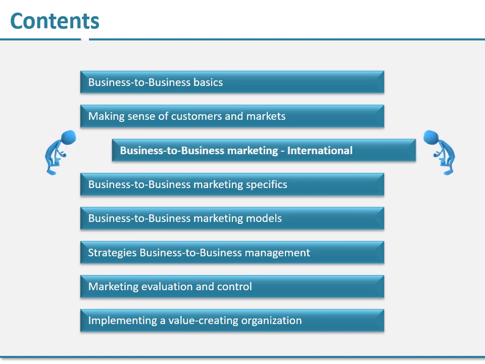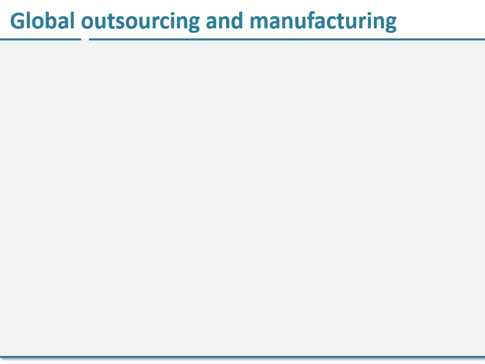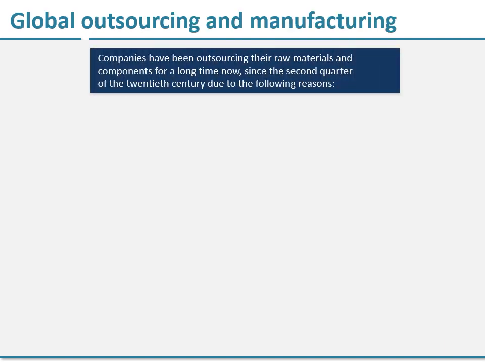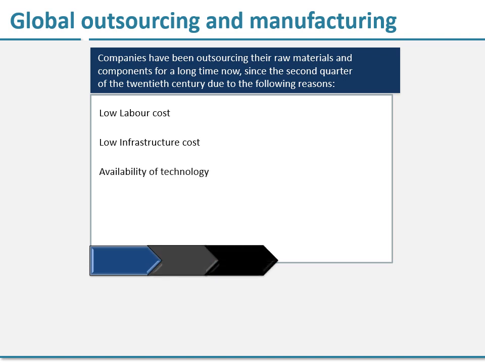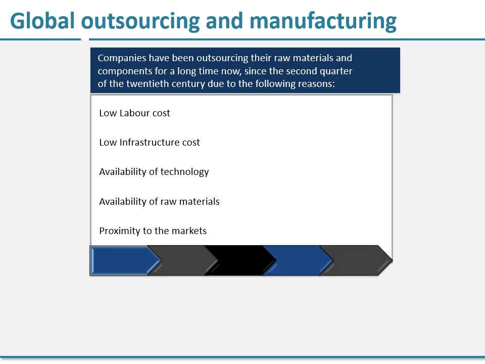Next, let's take a look at business-to-business marketing, international. Global outsourcing and manufacturing. Companies have been outsourcing their raw materials and components for a long time now, since the second quarter of the 20th century, due to the following reasons: low labor cost, low infrastructure cost, availability of technology, availability of raw materials, proximity to the markets.